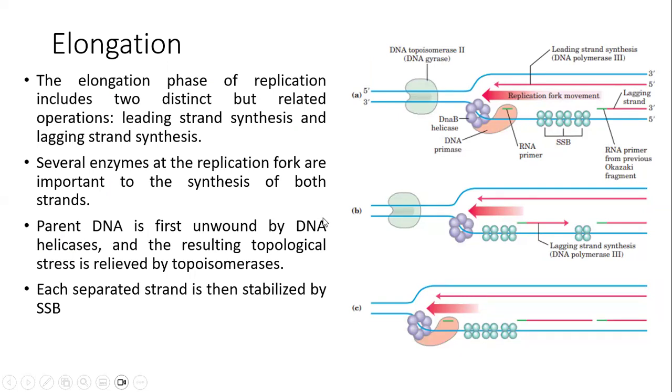Now, the elongation phase of replication includes two distinct but related operations, that is leading strand synthesis and lagging strand synthesis. Several enzymes at the replication fork are important to the synthesis of both the strands. Parental DNA is first unwound with the help of DNA helicase, and the torsional stress generated is relieved by the enzyme topoisomerase. Each separated strand is stabilized by SSB protein, which is single-stranded DNA binding protein.